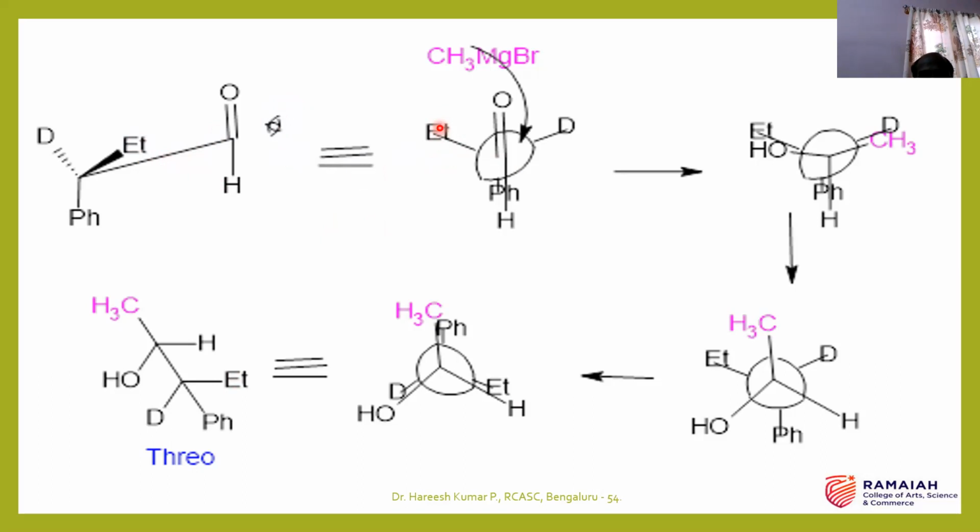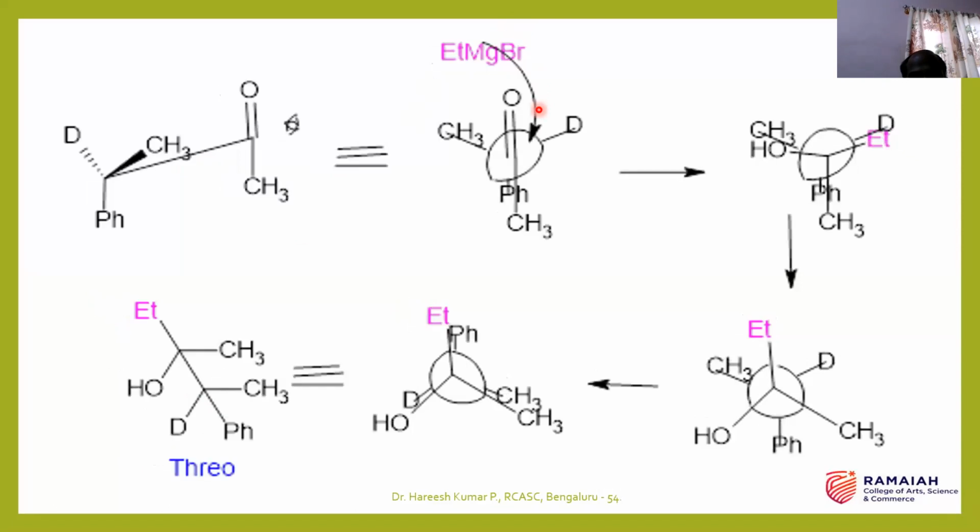This is how you can convert a Fischer into a Newman, and a Newman into a Sawhorse. And this is an example of Cram's rule, showing how it is possible to get the threo as the major product, because a nucleophile is attacking from the less hindered side. So this is another example. I will take one more here.